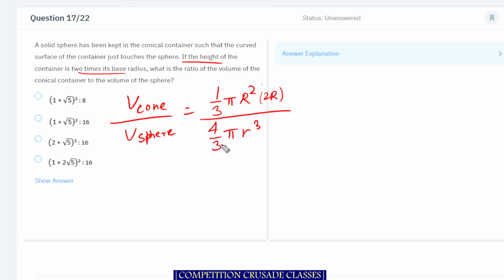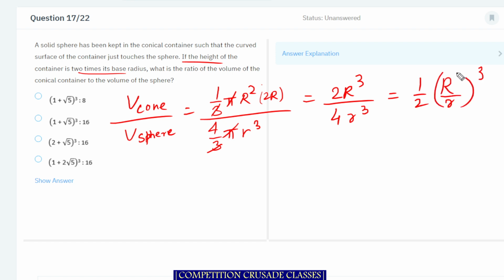Okay, so 3 pi cancel. This is going to be 2r cube upon 4r cube, which is as good as 1 by 2 times (R by r) whole cube. Now if you can just give me the ratio between the capital R and small r, you will be able to find out. So for that, I will try to visualize the cone as a triangle and the circle inside it as a sphere.